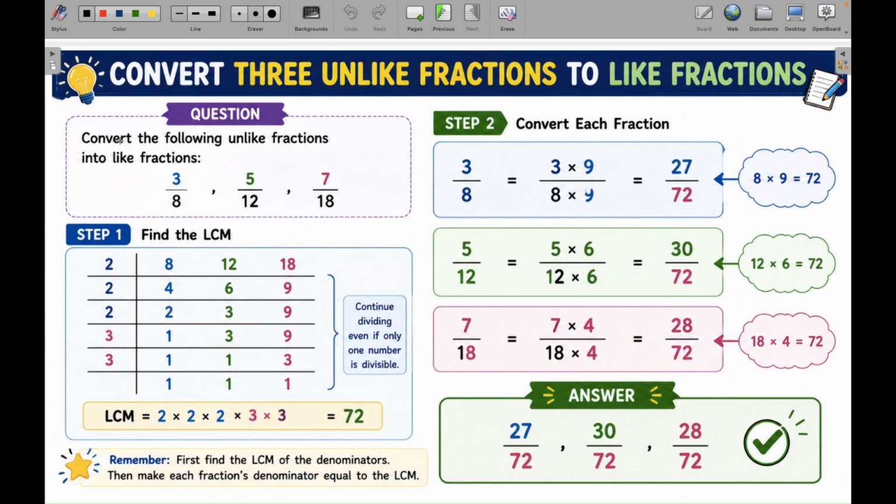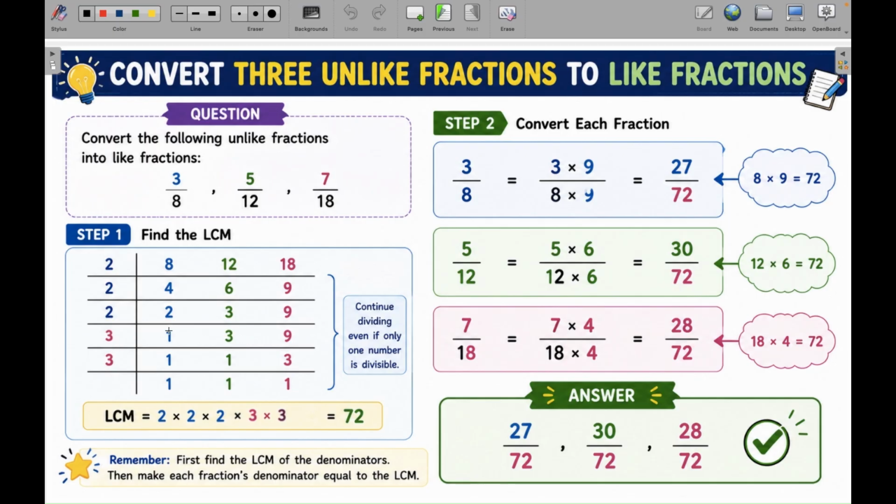Then we have this question: convert the following unlike fractions into like fractions. Again, we have to find a common denominator of 8, 12 and 18. So we'll write all 3 numbers simultaneously. Right? Start dividing by 2 because it is the smallest prime number. So 2 4s are 8, 2 6s are 12 and 2 9s are 18. Right? Then 2 2s are 4, 2 3s are 6 and 9 is not divisible, so we'll write 9. Then we still have 2, so we'll have to get rid of this. So 2 1s are 2 and then 3 comes down and 9 comes down.